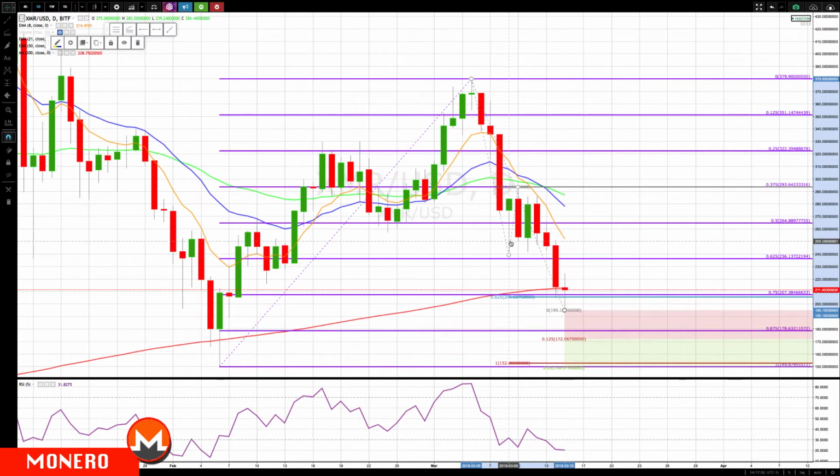Watch for key resistance. You have this prior support zone that's now resistance, so that is going to be very key to watch for in Monero. But there's no real buying patterns yet. Pretty much bouncing back to the 200, but nothing to do but sit on our hands.